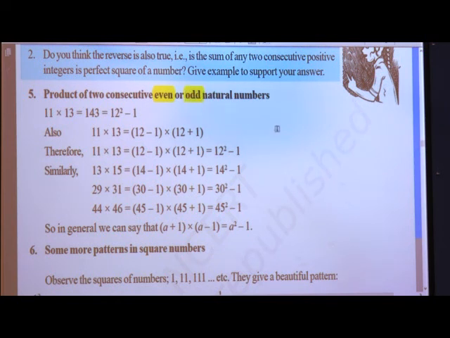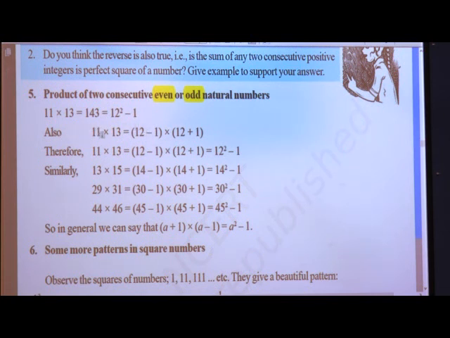Which numbers? Even natural numbers or odd natural numbers. Now here we can see 11 into 13. 11 is an odd number, 13 is an odd number. They are consecutive odd numbers, or we can say consecutive odd natural numbers. 11 into 13 is equal to 143, which is equal to 12 squared minus 1. How much is 12 squared? 12 squared is 144, minus 1 is 143.